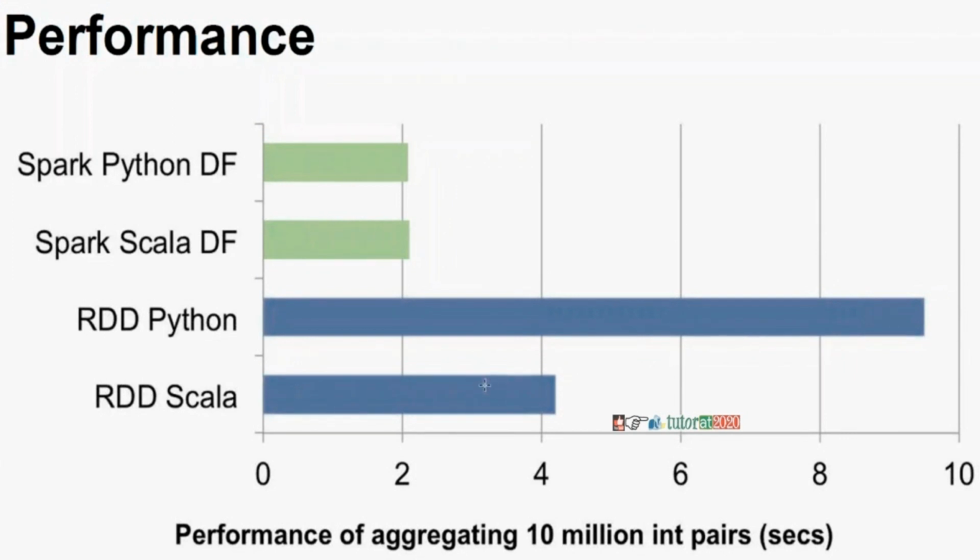And also, if you observe, because of the use of this optimizer, the data frames are, at least they claim, 10 times faster, but in reality it may be about twice as fast as RDDs, right? So this is the later evolution of Spark. Spark started off with RDDs, and now they have evolved to have data frames.